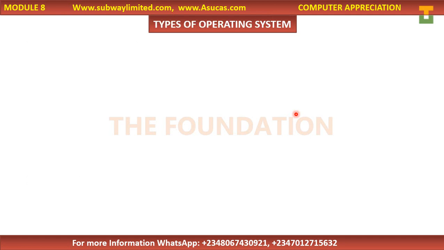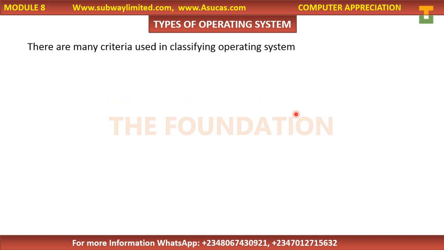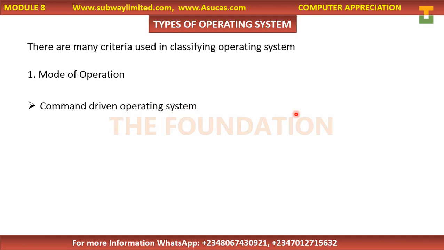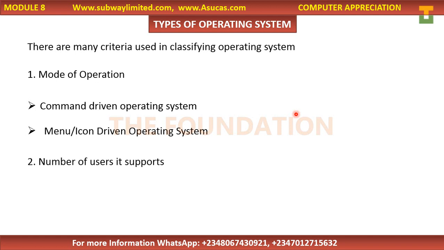So we say types of operating system. We have different types of operating system, and there are many criteria that we use in classifying them. We classify operating systems based on the mode of operation. Based on the mode of operation, we have command driven operating systems, and menu driven or icon driven operating systems. We also classify operating systems based on the number of users they can support.